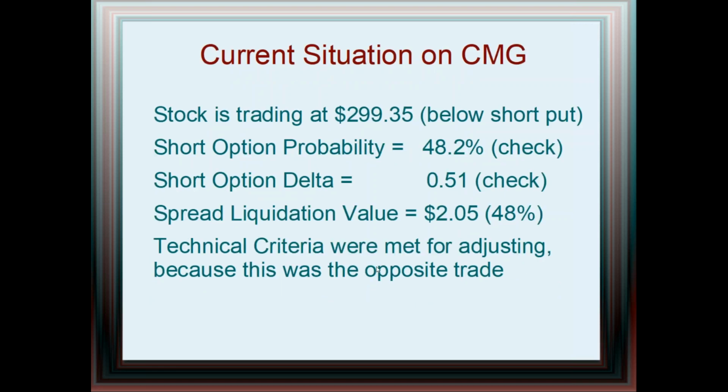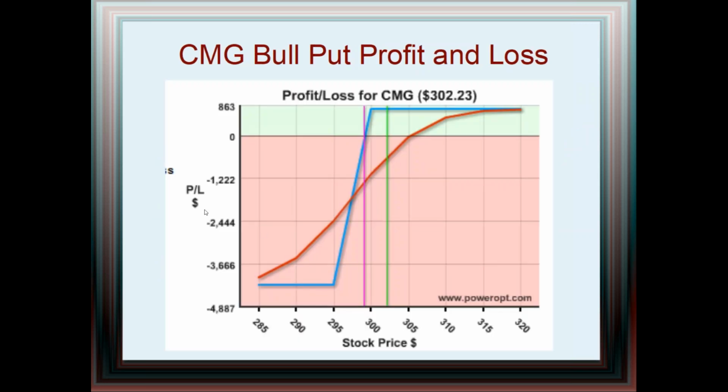And again, the current situation: the stock's bouncing around between 299 and 301, threatening our short put. The short option probability has dropped to 48%. That's one of our triggers. Short option delta below 0.6, one of our triggers. Spread liquidation value is close to 50% of the maximum risk, another trigger as well.